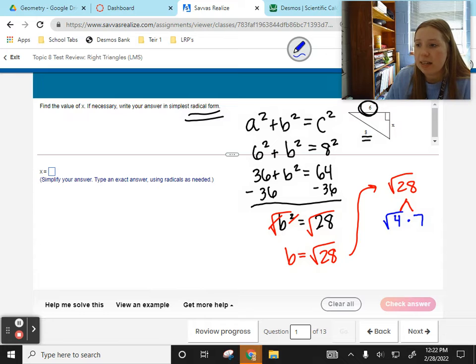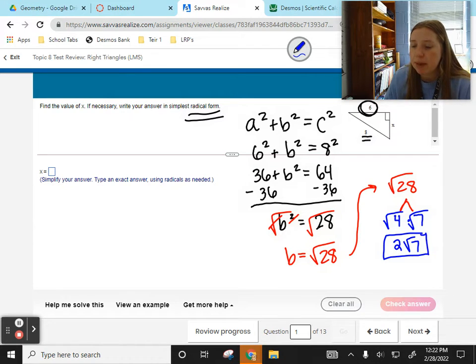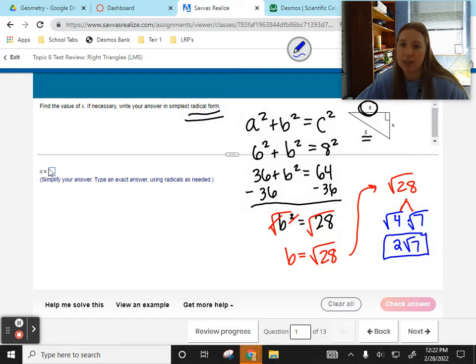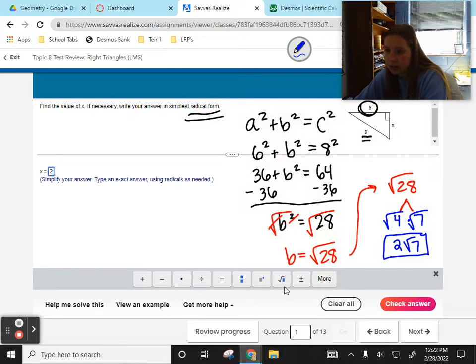Gives me 28. I'm going to give both of my terms their own little radical. And the square root of 4 is 2. The square root of 7 doesn't simplify. My answer here is 2 radical 7. And I'm going to type that into my box. 2 square root 7.